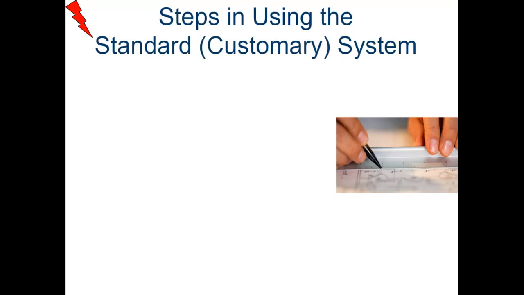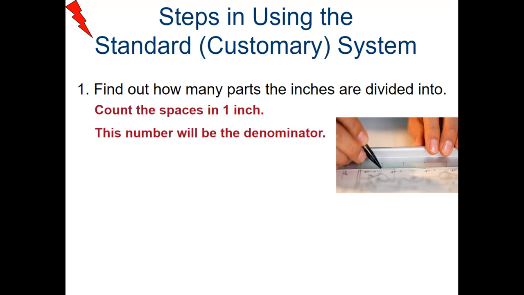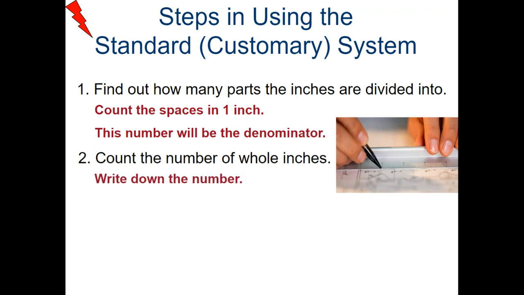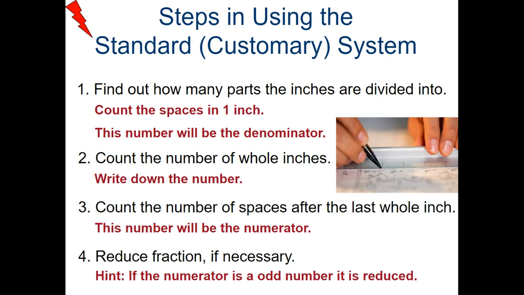So here are the steps when you're using the standard customary system. Step 1 is to find out how many parts the inches are divided into. You're going to count the spaces in 1-inch increments. This number will be the denominator. Step number 2 is to count the number of whole inches. You're going to write that number down. And then step 3 is to count the number of spaces after the last whole inch. This number will be your numerator, which is going to be your top number on your fraction. And then the last step is to reduce the fraction if necessary. So if the numerator is an odd number, it is reduced.